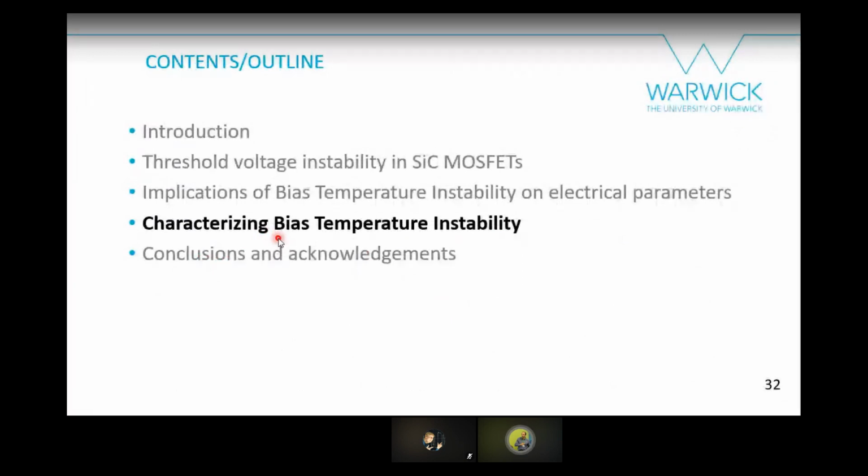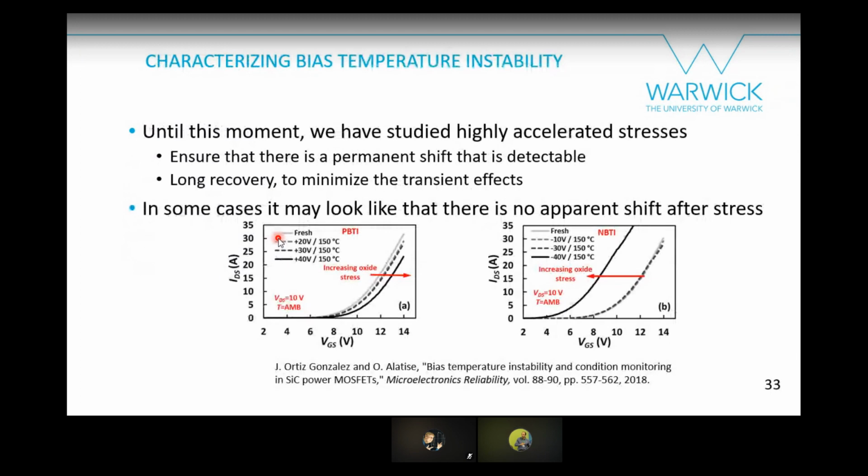So we have evaluated what happens with BTI and the electrical parameters. Let's go now with characterization of BTI. Until now, we have only studied highly accelerated stresses. The key was applying a high gate voltage to be sure that there's a permanent shift that we managed to detect, and a long recovery to minimize transient effects. During the test, we noticed that there were cases where there's no apparent shift. So is that real? Is that something that we are missing?